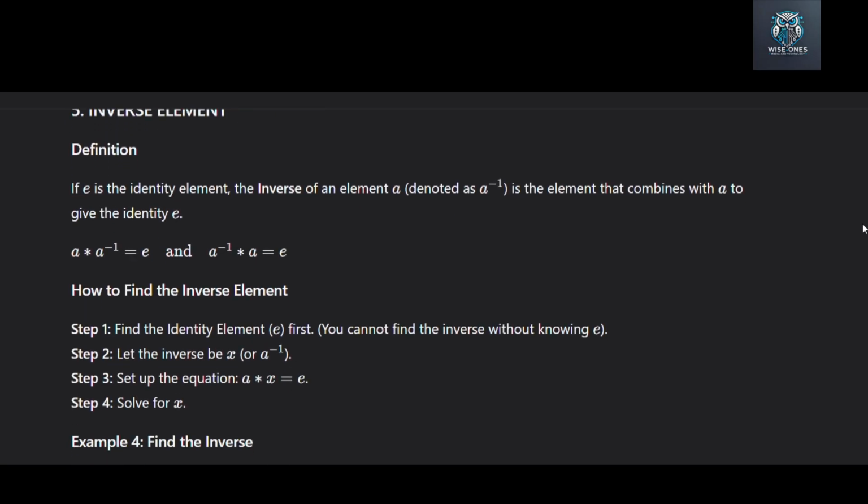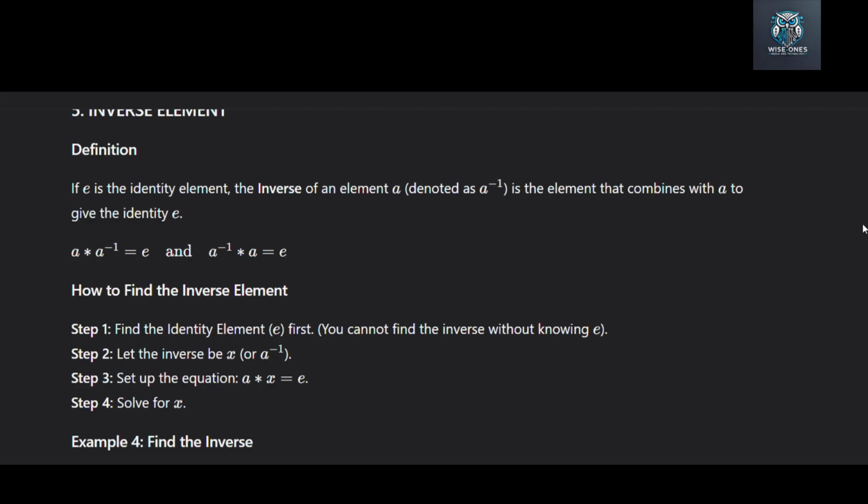If E is the identity element, the inverse of an element A, denoted as A to the power of -1, is the element that combines with A to give the identity E. This means A star A inverse equals E, and also A inverse star A equals E. How do we find the inverse element?